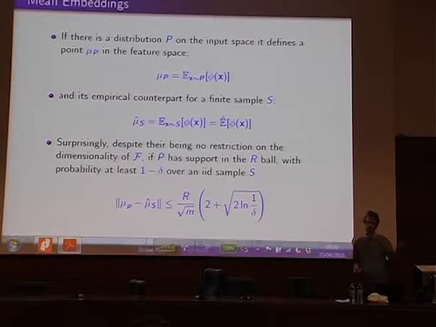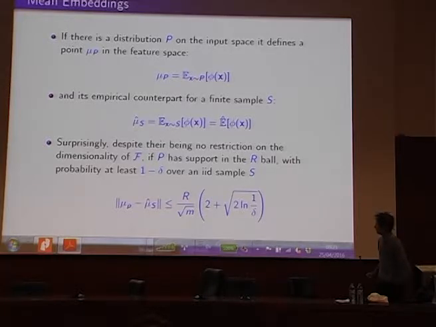For those of you who are familiar, if you have, for instance, a Gaussian kernel, which is one of the kernels that is frequently used, then r is 1. The image of any point has norm 1 in the feature space. So in that case, with a Gaussian kernel, R would be 1 here. So this is a 1 over root m convergence, where m is the size of this sample. So we've got a 1 over root m convergence of this empirical estimate to the true embedding point of that distribution, with probability 1 minus delta over this random sample.